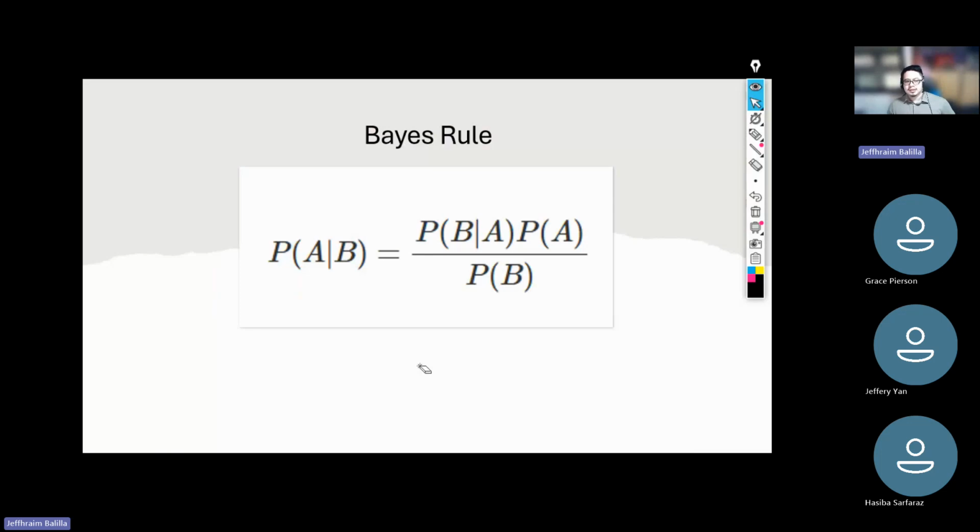So P of A given B needs the following ingredients, needs the following parts. Okay, P of B given A. That is the probability that the test is positive given the person has a disease. Then you have the probability that the person has the disease in the form of P of A, and P of B would be the probability that the person tested positive.